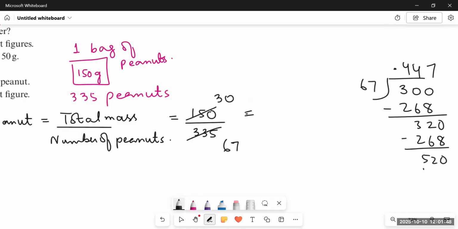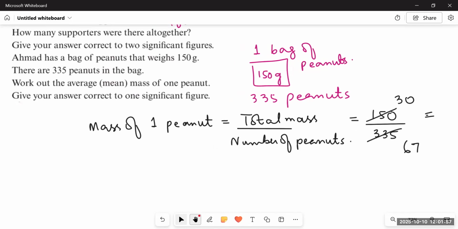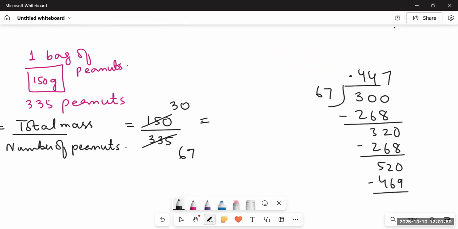So it's 469. And since we have to write the answer to two significant figures, I guess 3 digits are enough. No, we have to write the answer correct to only one significant figure. So upon dividing 150 by 335, we will get 0.447. And when we round it to one significant figure, this 4 is the rounding digit and this 4 is the decider. Since the decider is between 0 and 4, the correct answer would be 0.4 grams per peanut. That is, one peanut weighs 0.4 grams. That's all.